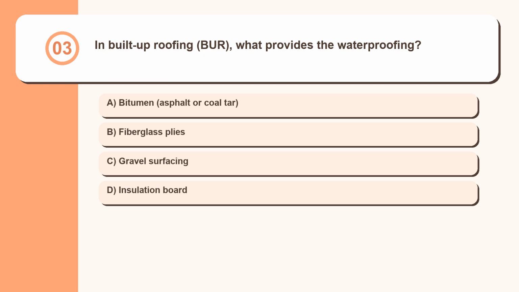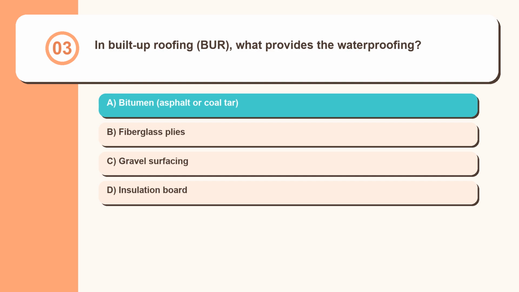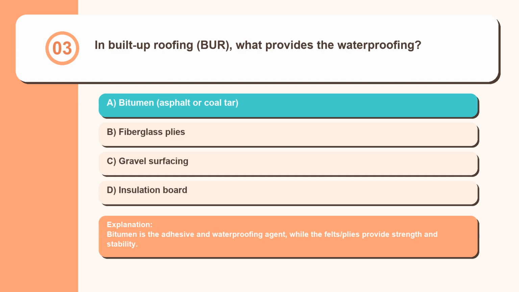Question 3. In built-up roofing, what provides the waterproofing? Bitumen, asphalt or coal tar, fiberglass plies, gravel surfacing, insulation board. Bitumen is the adhesive and waterproofing agent, while the felt/plies provide strength and stability.